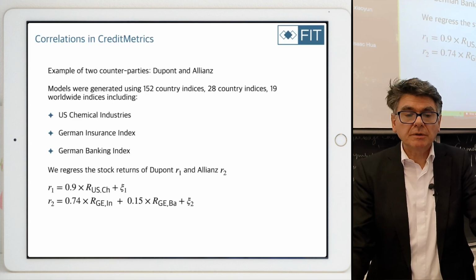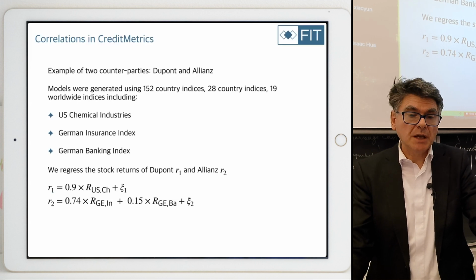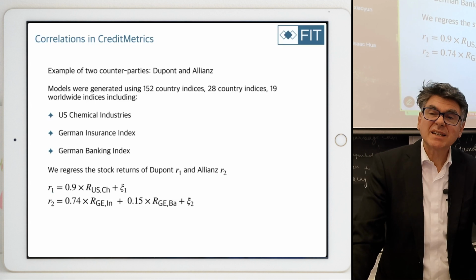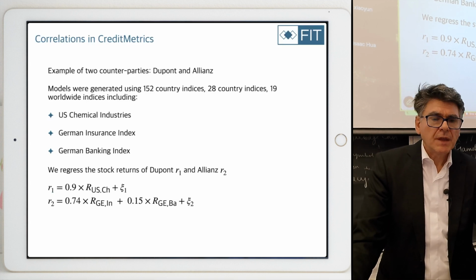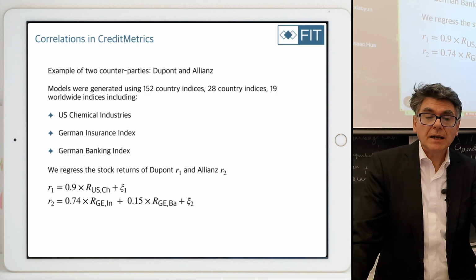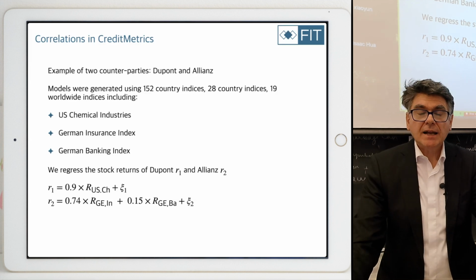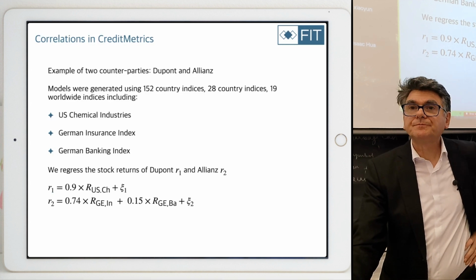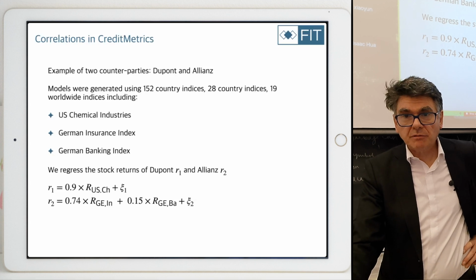And you do a regression between the stock returns of both DuPont and Allianz, your two counterparties. And you get a regression result, something like this. In the case of DuPont, you get a 90% beta to the US chemical industry, plus some white noise. And in the case of Allianz, you get a 74% beta to the German insurance index and a 15% beta to the German banking index, and some white noise. You do this regression. It's a recipe. There's no math here, just a recipe.